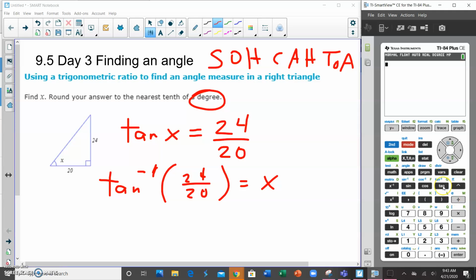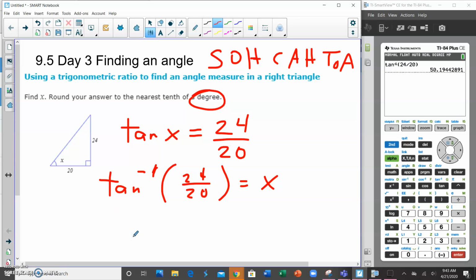So I need the tangent inverse. The tangent inverse is in blue above tangent. So I'm going to hit the blue second button, and then I'm going to hit tangent inverse. And then I'm going to type in 24 divided by 20 and hit enter. And it will give me how many x is in degrees. Crazy, I know.